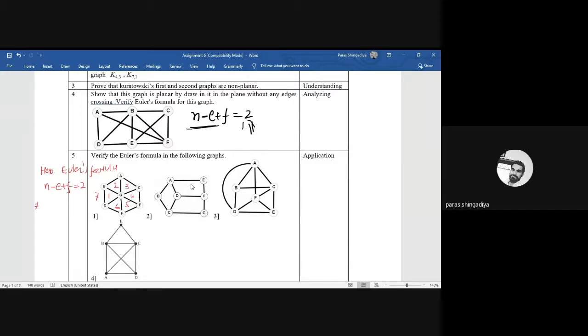So here the number of vertices is 7. Seven vertices are given. Number of edges: 6 at the boundary and 6 inside. So 6 plus 6, 12 edges, and faces are also 7. F is equal to 7. So n minus e plus f is equal to 7 minus 12 plus 7, that is 14 minus 12, and that is equal to 2. Okay, so that is the verification. Then write that it is verified. That is your complete answer.